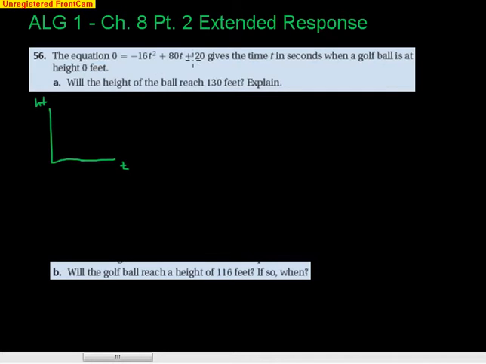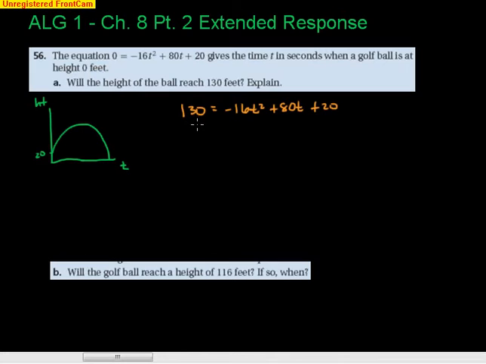Because of that 20, this quadratic equation means that somehow the golf ball started at a height of 20. And it was hit, it went up, and eventually it'll come back down. Okay, and this actually models that equation because this is when the height is 0. So the first question is, will the height ever reach 130 feet? So now instead of putting 0 there, we're going to put 130 in place of 0. So we're going to do 130 equals negative 16t squared plus 80t plus 20.